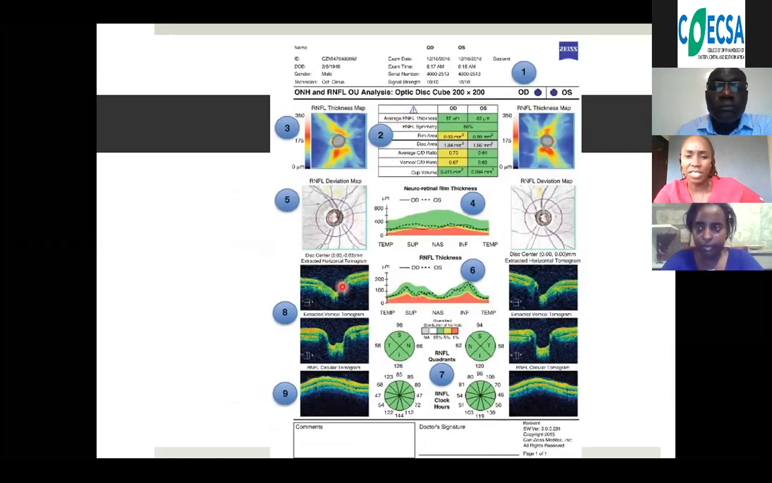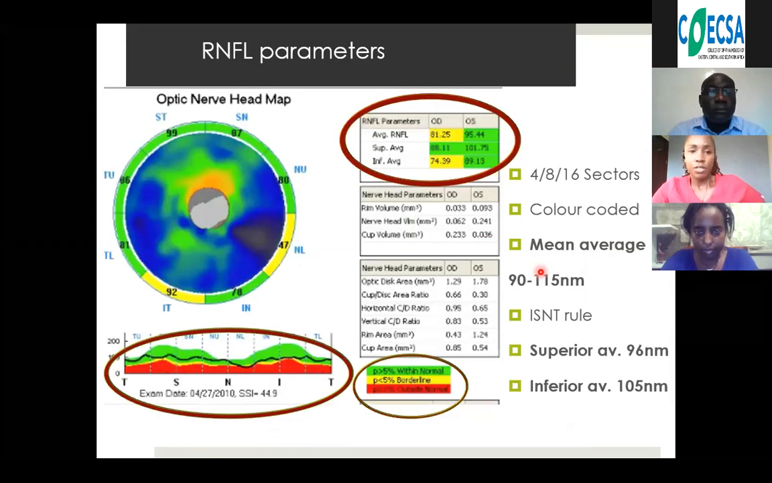I don't really usually use these parameters on the Zeiss. I'm not sure how, in addition, they're going to help. Once you have all this information, you should be able to make a diagnosis, but other clinicians may find these tomograms useful. So back to the RNFL parameters, we are basically looking at this outer circle.